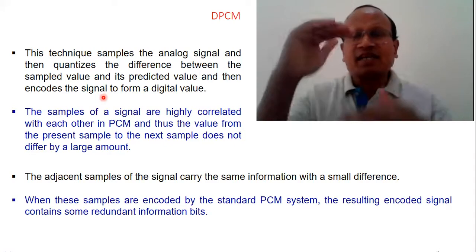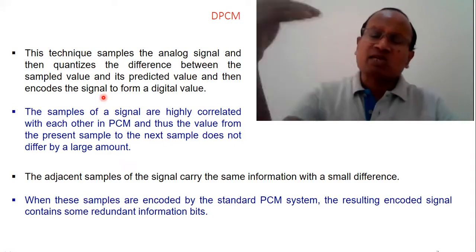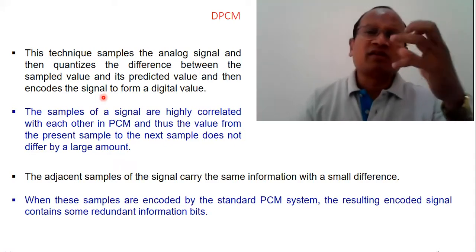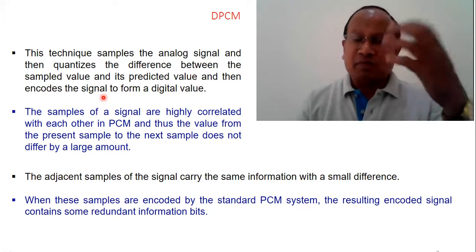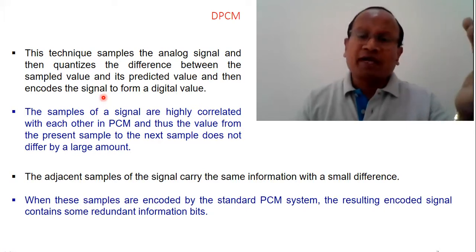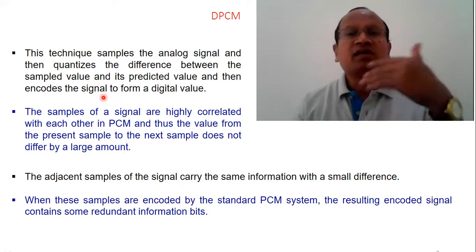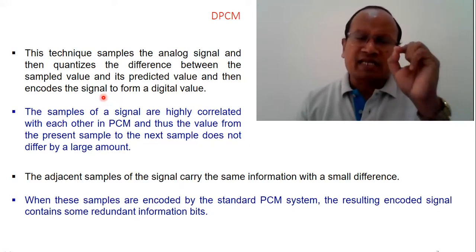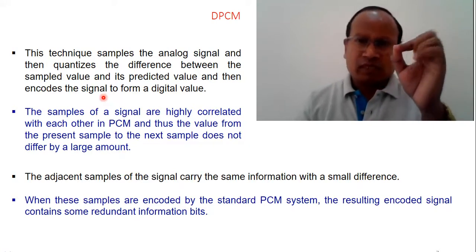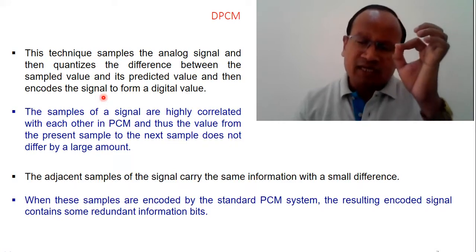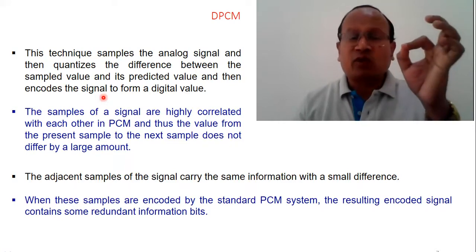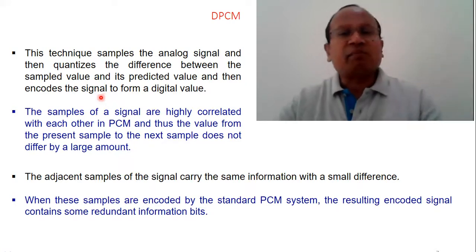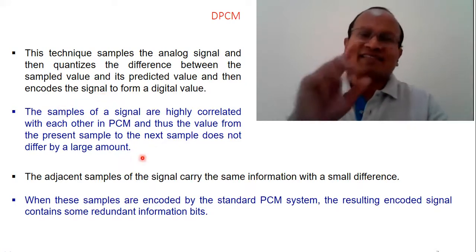So rather than sending two higher amplitude samples, because more bits will be required in order to encode all those samples, we just take the difference between the two samples, and then that difference is quantized and encoded. The samples of the signal are highly correlated, as I told you.